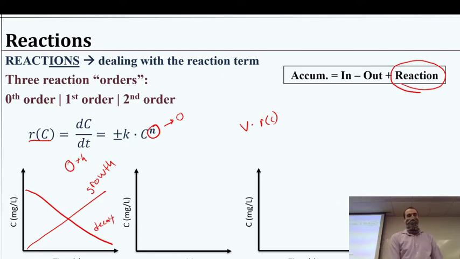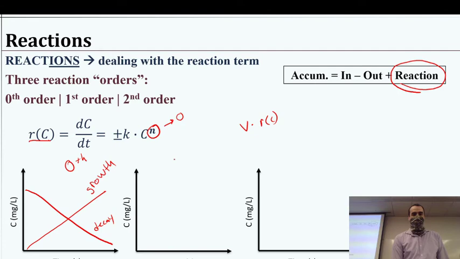And what you see from this rate equation, if we set it up like I have here, R of C, that's the same thing as dC/dt. This is going to be equal to, in the zero order case, plus or minus k. That plus or minus is where we're getting the growth or decay. All right, so that's captured within this rate term.